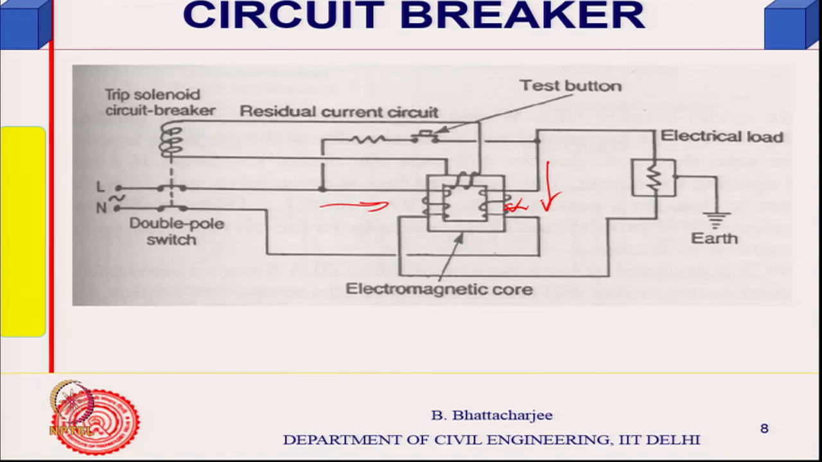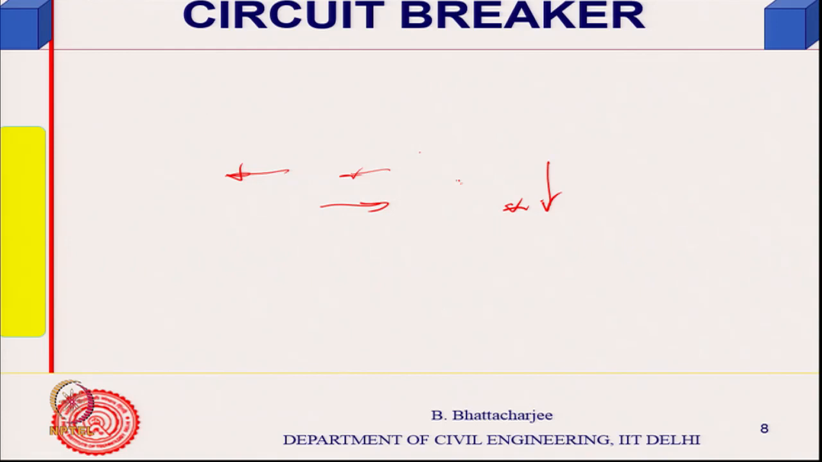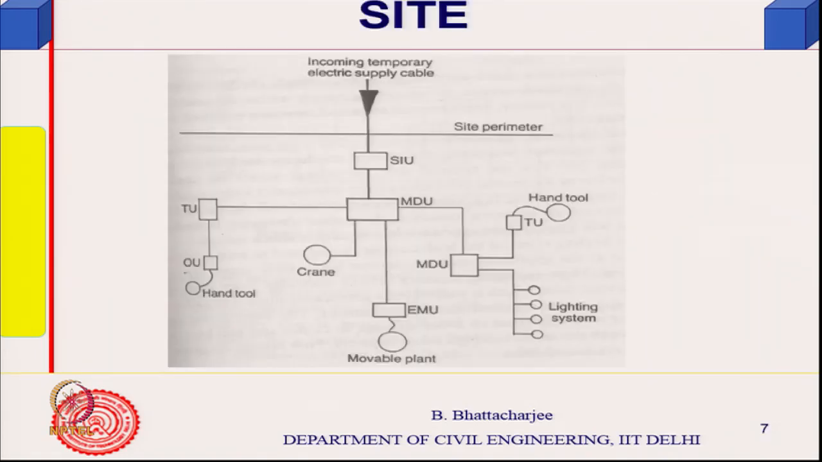So, there will be no net current generated, but in case there is a short circuit or something and excess current passes through this, there is a difference between these two, then a magnetic field will be generated in the core, the magnetic circuit will be complete and it will actually activate this solenoid system, because with no magnetic field here, no current would have passed through this, but with a magnetic field the current will pass through this and it will activate this solenoid circuit breaker, which will break the circuit, and this is a switch to test the same. So, this is what I repeat, and then we go to the scenario of the construction site.